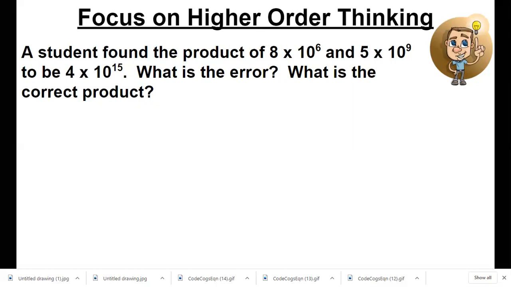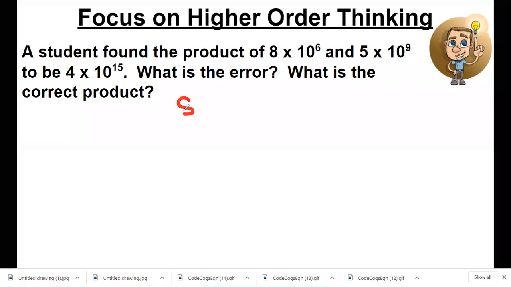Well, we're going to multiply, right? So we're multiplying the 8 times the 5. That's going to give us 40. And I'm sure the computer is going to show this to us, but let's do it like this. And then we have to take the exponent part, 10 to the 6th and 10 to the 9th. What do we do with that? We add them, right? So 40 times 10 to the 6 plus 9, 15th.